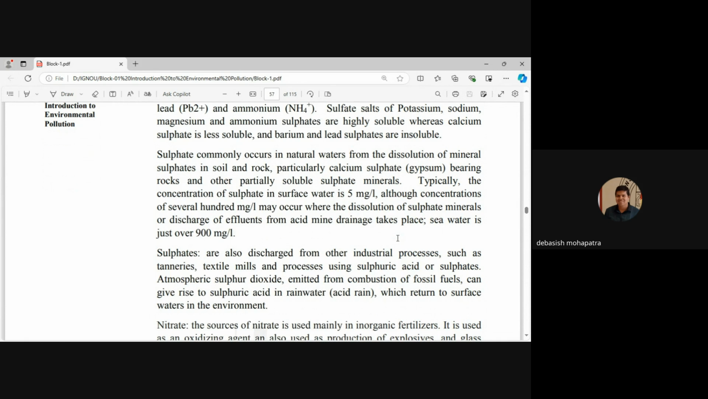Sulfate commonly occurs in natural water from the dissolution of mineral sulfate in soil and rock, particularly calcium sulfate, gypsum-bearing rocks, and other partially soluble sulfate minerals. Typically, the concentration of sulfate in surface water is 5 mg per liter, although concentrations of several hundred mg per liter may occur with the dissolution of sulfate minerals or discharge of effluent, or where acid mine drainage takes place.